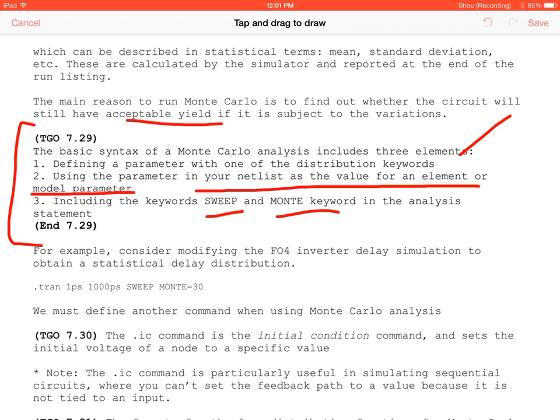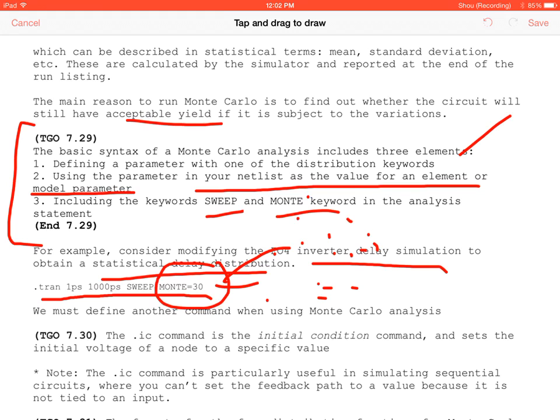So here's an example. Again, this is Monte. We're going to do 30 different random checks. And there we can add an inverter delay simulation to offer a statistical delay. So if we added this to our previous code, not only could we detect our rise and fall time based on our guesses from our optimization, but we can add Monte Carlo analysis to it as well.